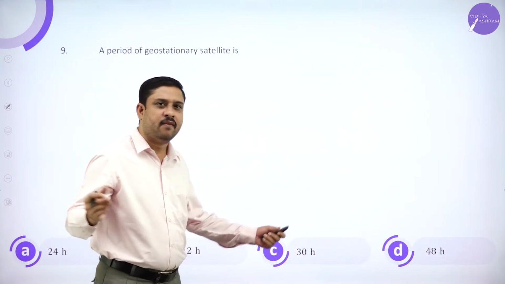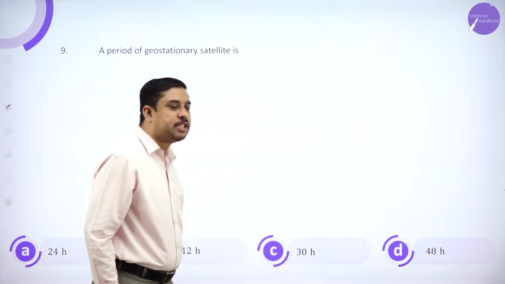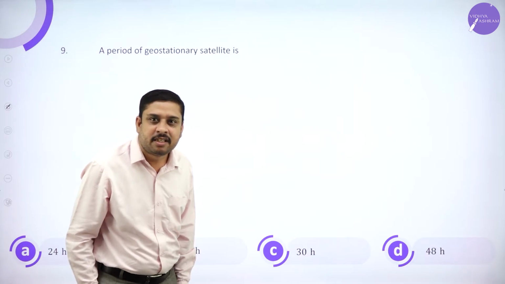The ninth one, very simple. Period of geostationary satellite.